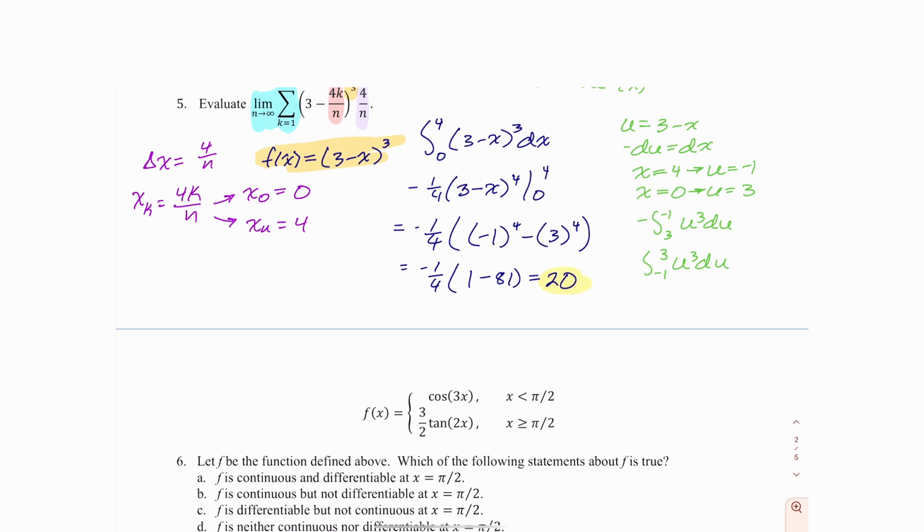cubed du, which is going to be 1/4 of u to the 4th from negative 1 to 3, which is just going to take us back here. So either way you do it, that's how it's going to come out. All right, so that's number 5.